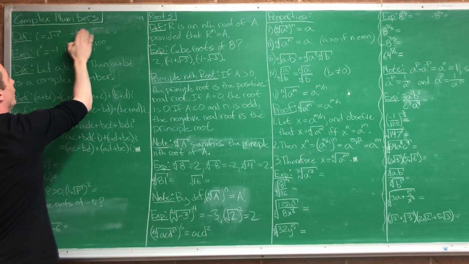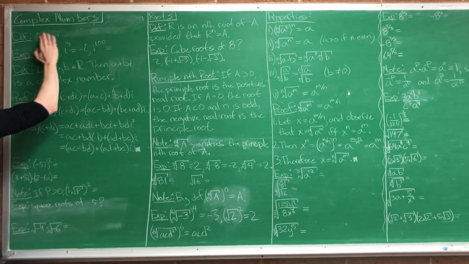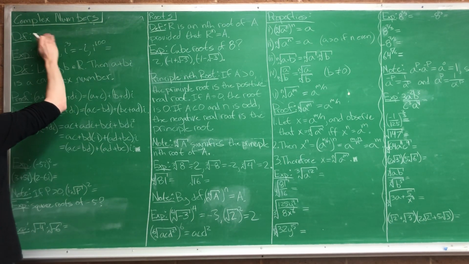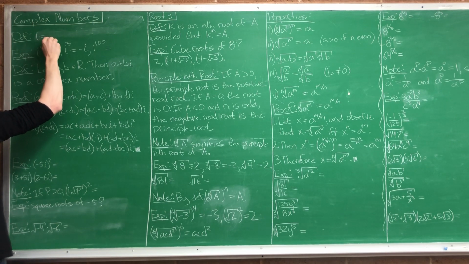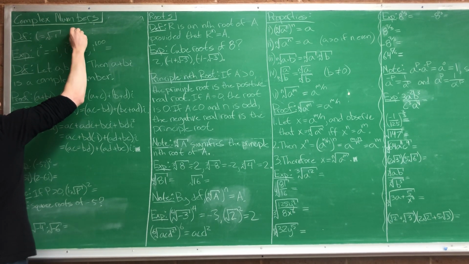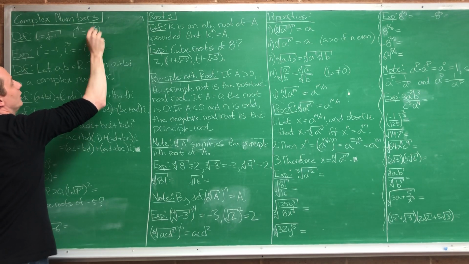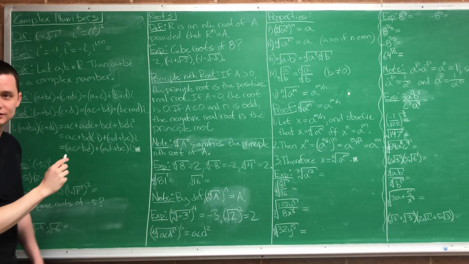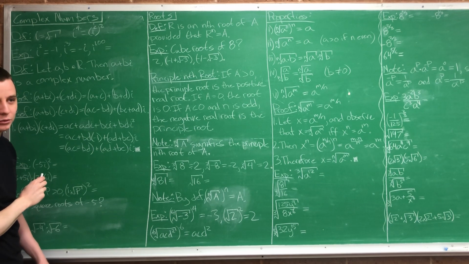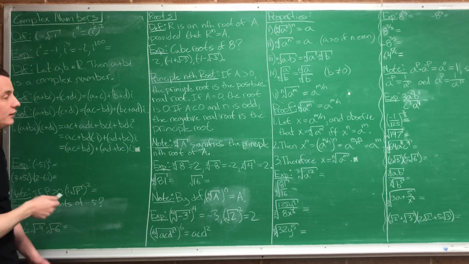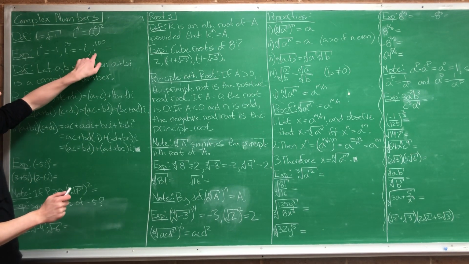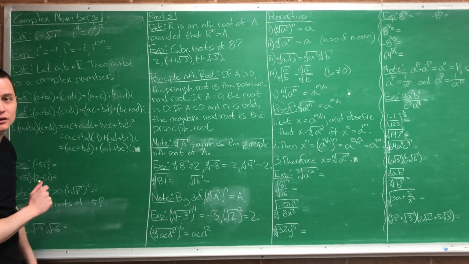Anyways, so i to the 4 we talked about. Here's our definition. i by definition is the square root of negative 1. i to the 4 then is the same thing as i squared squared, but what's i squared? Negative 1. What's negative 1 squared? Positive 1. Okay.